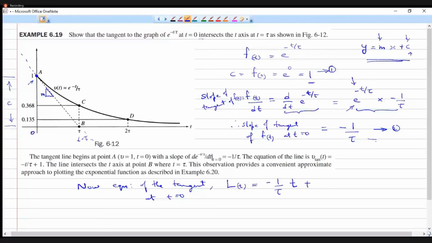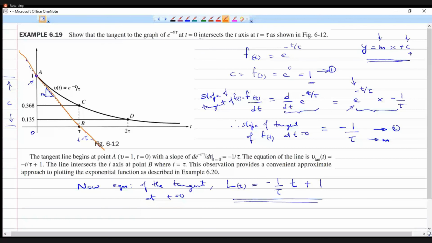This is my m. So I have written m into t plus the y-intercept, which is equal to 1. So this is my equation of the tangent. That is the equation of this line. So I have written the equation of this line, the tangent of e power minus t by 2 at t is equal to 0.